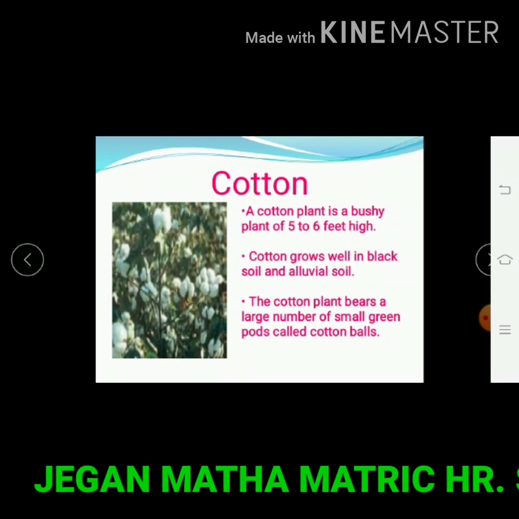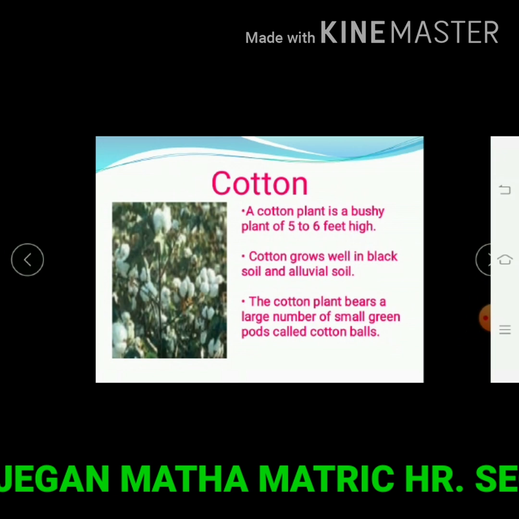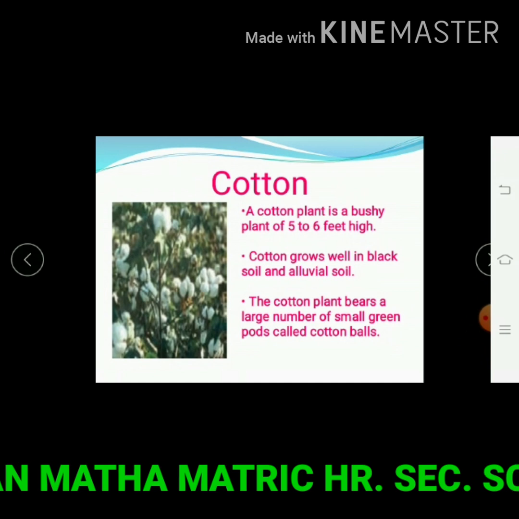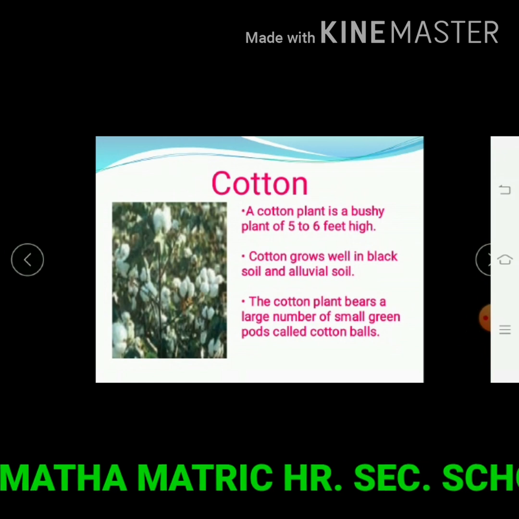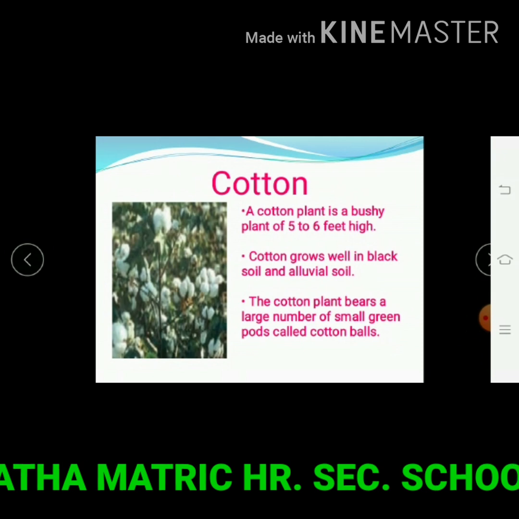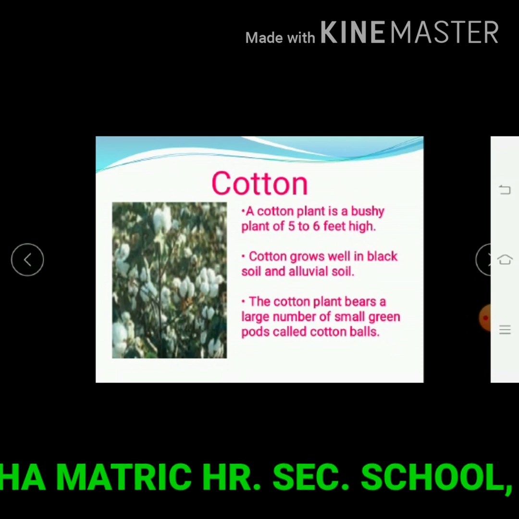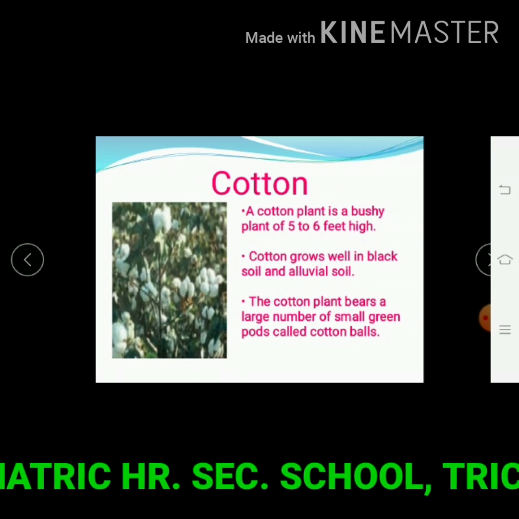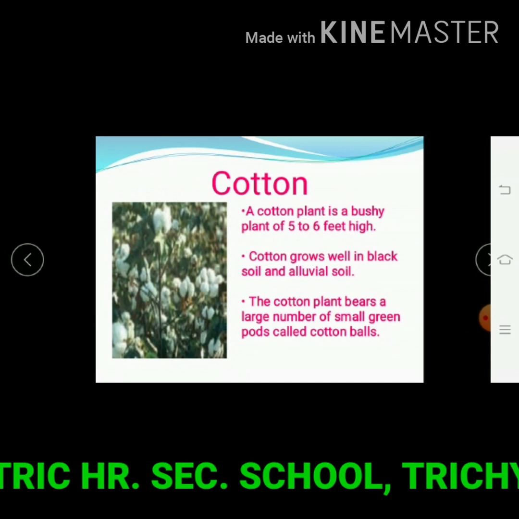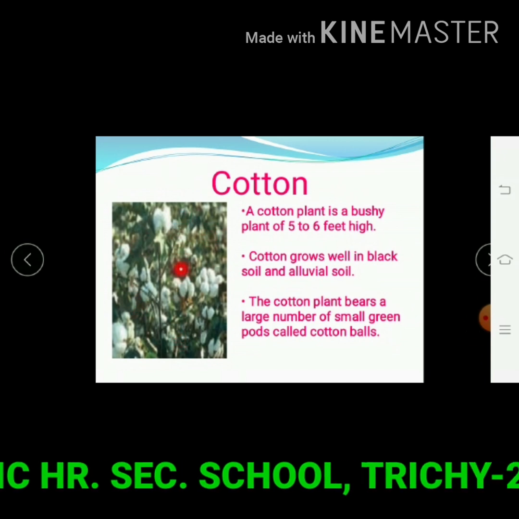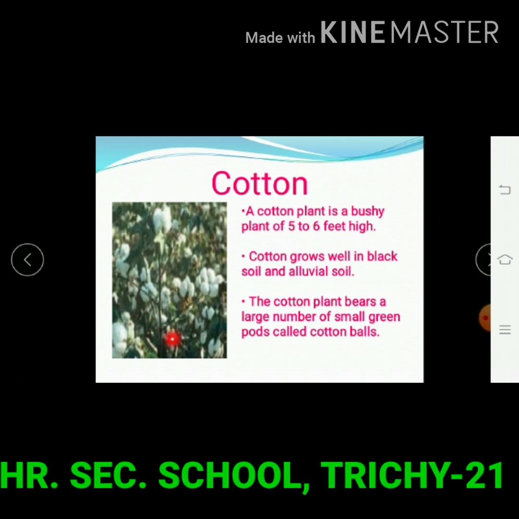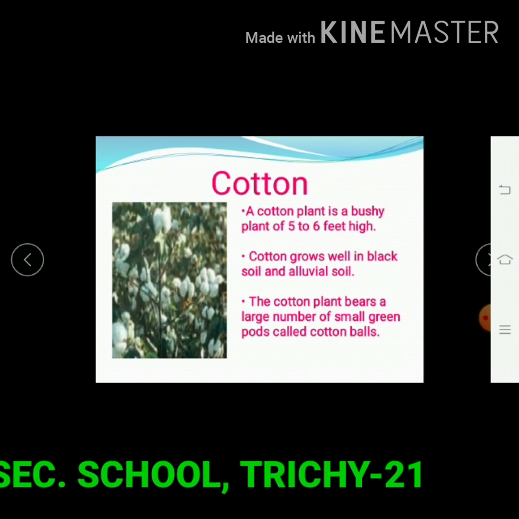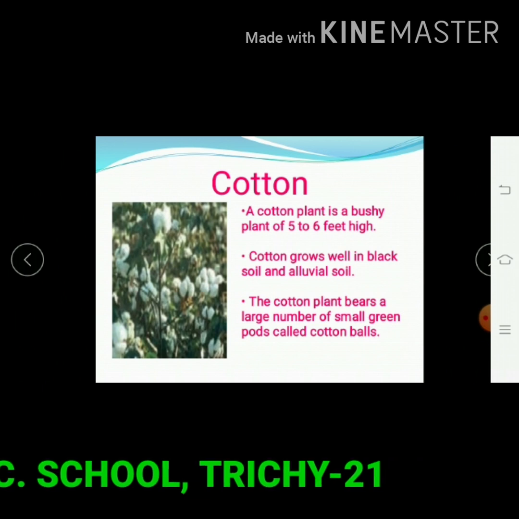We all know that cotton is a natural fiber and also it is a plant fiber because we get this fiber from cotton plant. So it is called as plant fiber as well as natural fiber. A cotton plant is a bushy plant of 5 to 6 feet high. Cotton grows well in black soil and alluvial soil.